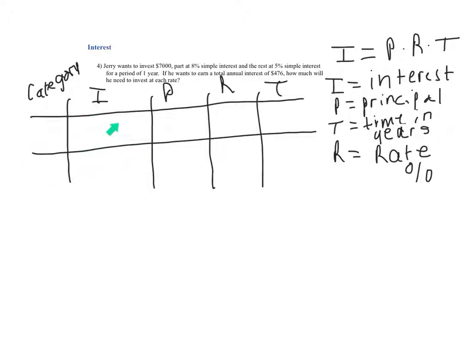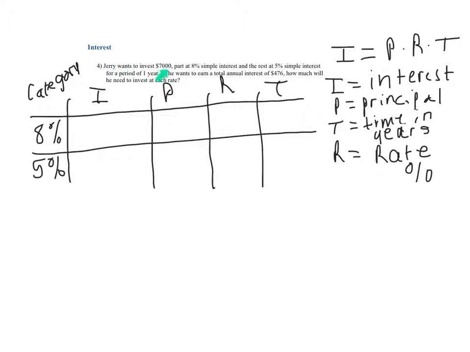The interest column, make it a little bit wider. You're going to need more space there. And then your PRT. The two categories are your two different accounts, the 8% account and the 5% account. So let's see what part we can fill in.